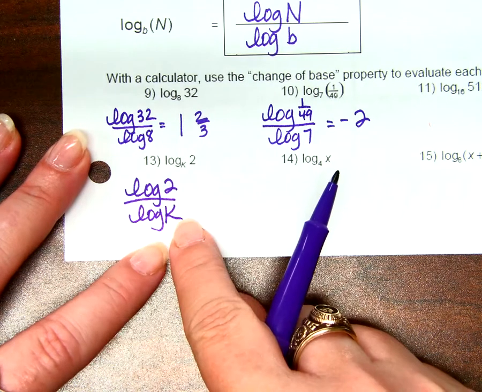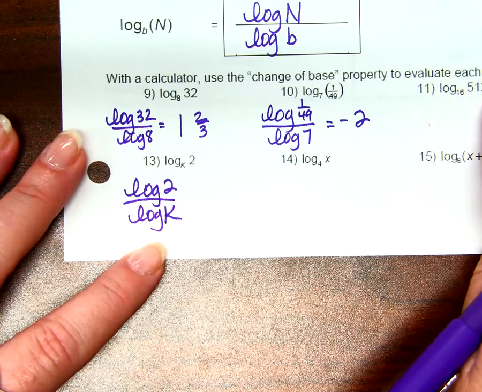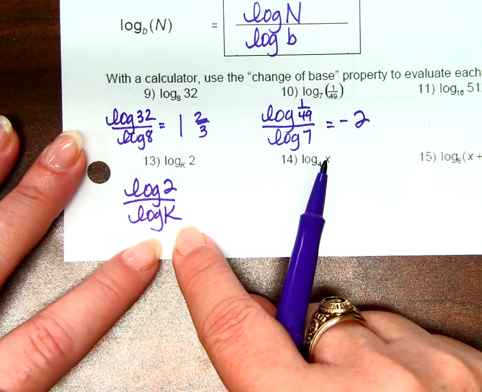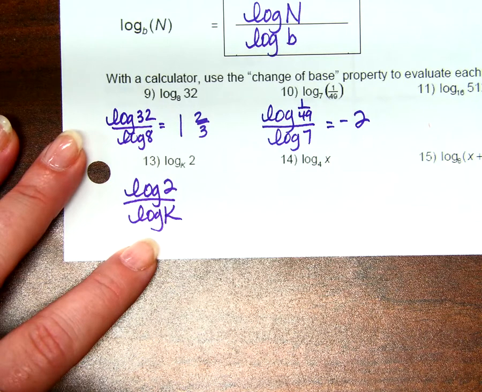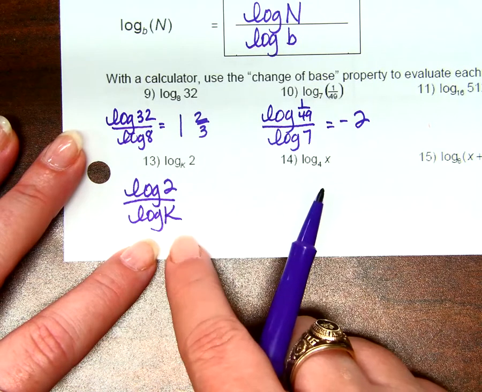Okay, so here's my question then. It says, with a calculator, evaluate each expression. I can't, can I? No, because it has a variable. Now, I could store a value for x or k in my calculator and put it in, but that wouldn't be really what this represents. There's a variable here, so I can't do anything further than this.